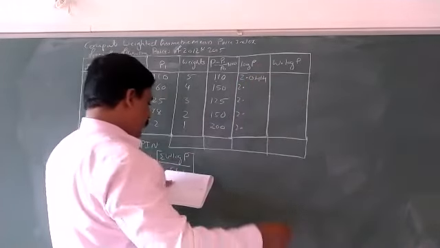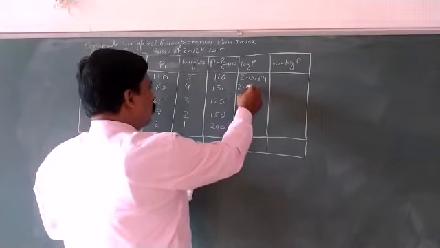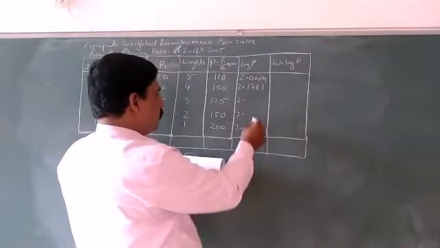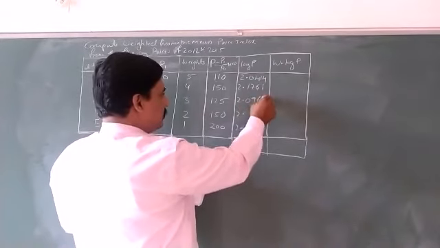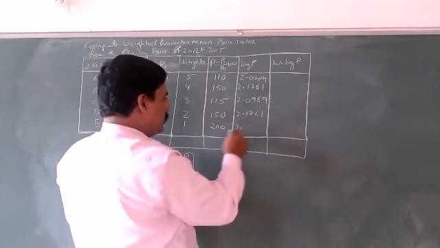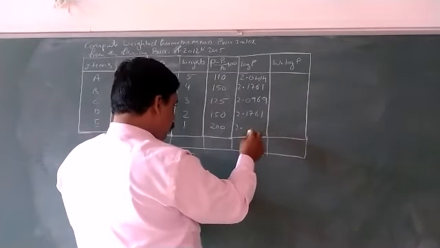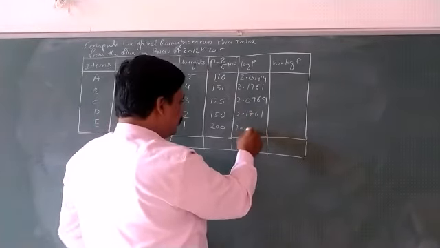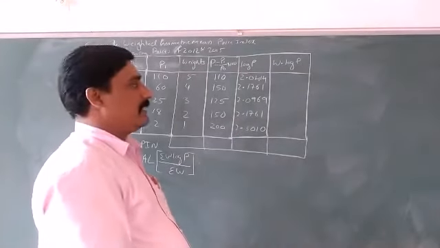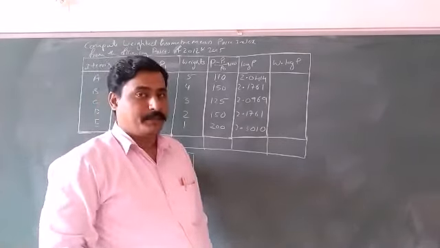2.0414. Then for 150, 2.1761. For 125 is 2.0969. And for 150 it is 2.1761. And for 200 it is 2.3010. And now we need to find the next column, that is W into log P.